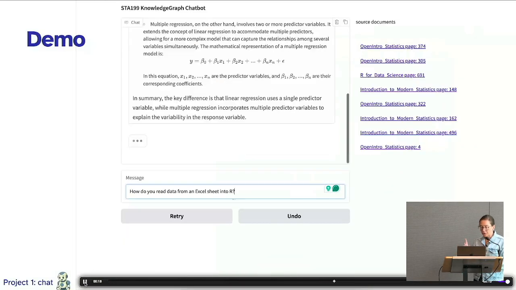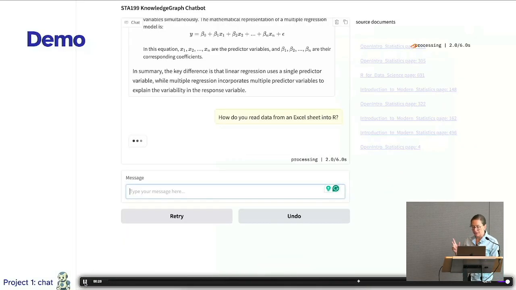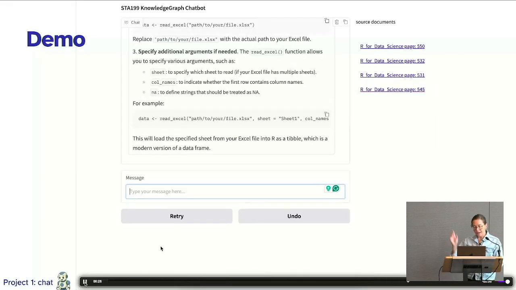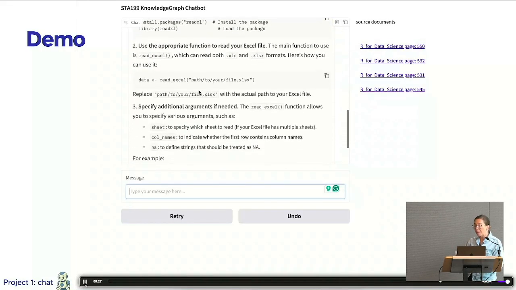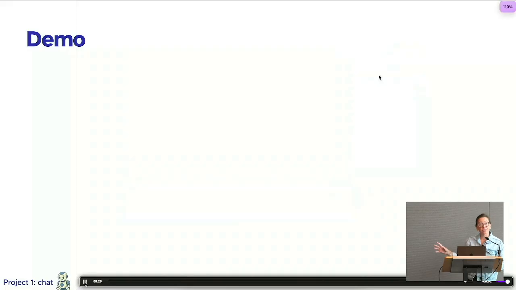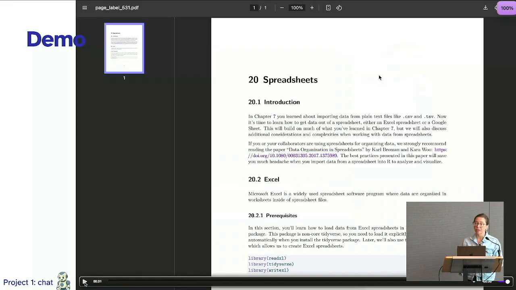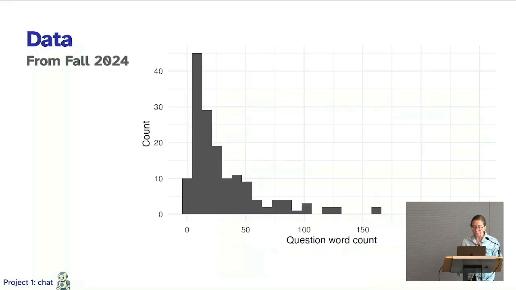Similarly, for a question about R syntax, how do we read data from Excel into R? Now it brings us to pages from the R4 Data Science book. Obviously, there are many other things it could be pointing to off the web, but the goal is to bring them back to the course materials.